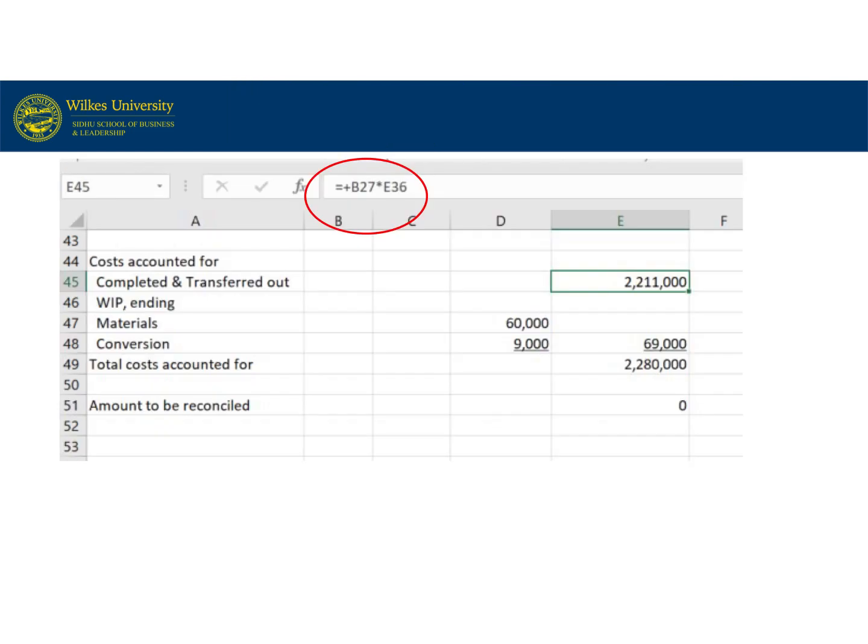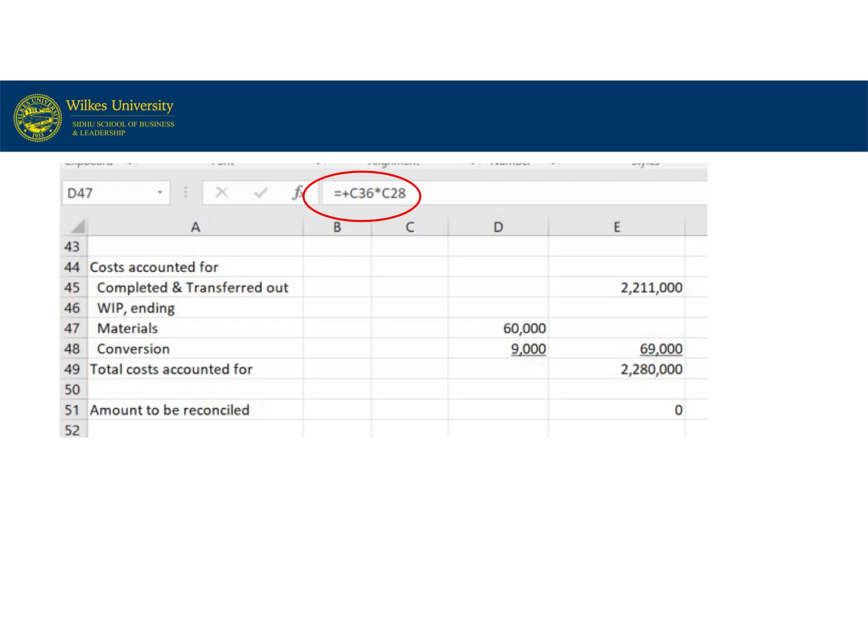Now, let's apply the costs to inventory. We know the unit costs completed and transferred out were 100% complete. And now we know that the cost of each of those units is $3.30 per unit. So as you can see in the formula bar and in the total itself, the completed and transferred out cost is $2,211,000. As you see in the formula, B27 is the cell with the number of units transferred out, and E36 is the total cost per unit of $3.30. Then we'll do ending work in process.